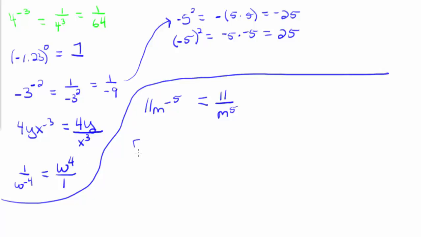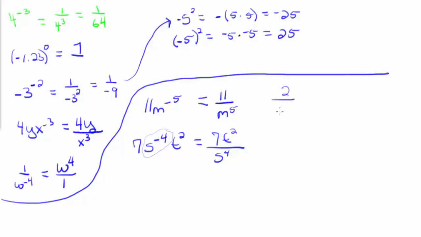Okay, next one, 7s to the negative 4 t squared. So again, everything with a positive exponent, that negative 4 is only going to the s. So 7 t squared over s to the 4th. And since it's all being multiplied, you can just take it away. Okay?